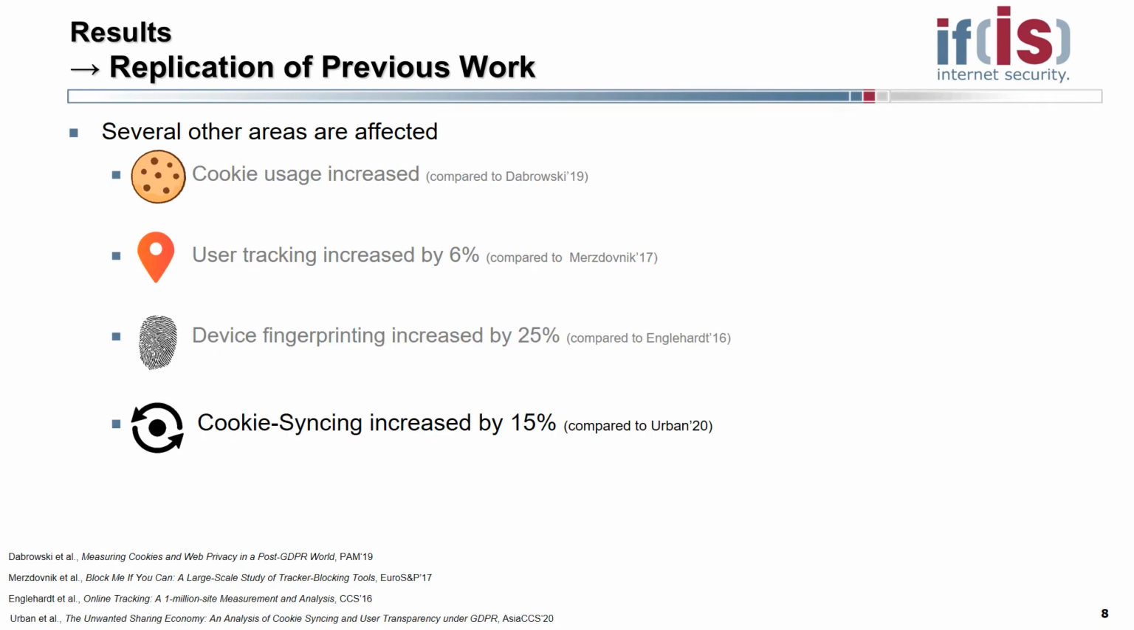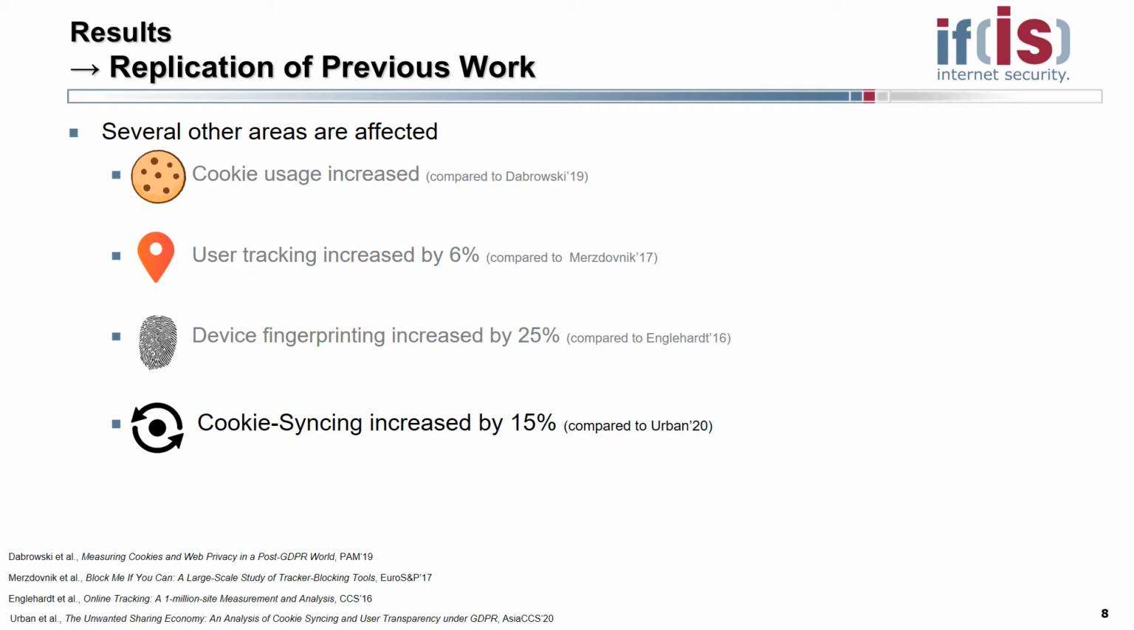Finally, we analyzed cookie syncing, which is a technique used by adtech companies to share user identifiers. For this analysis, we compared our results to a different study we performed on cookie syncing. We measured an increased usage of cookie syncing attempts on subsites by 15%.